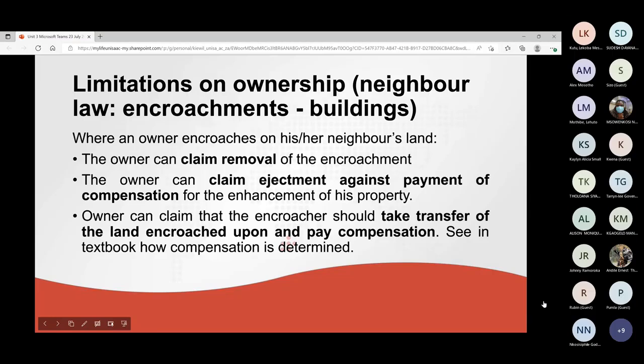And then another category of neighbor law is encroachments, where an owner encroaches on his neighbor's land. For example, you build a structure on your land without knowing that it basically encroaches on your neighbor's land. In such a case, the owner affected by this encroachment can claim removal of the encroachment, or the owner can claim ejectment against payment of compensation for the enhancement of his property, or the owner can claim that the encroacher should take transfer of the land encroached upon and pay compensation. Please see in your textbook how compensation is determined.